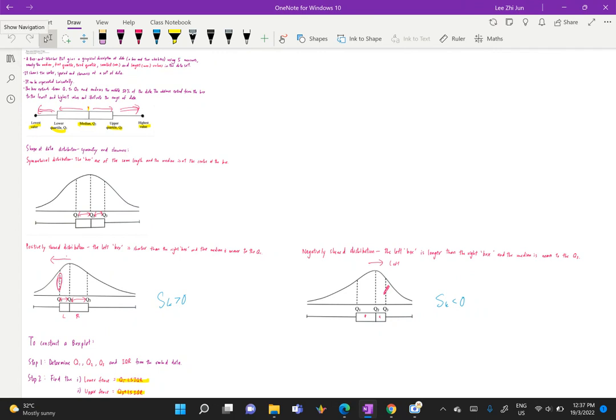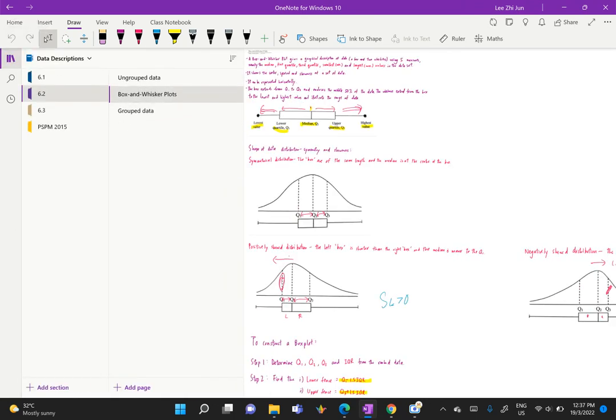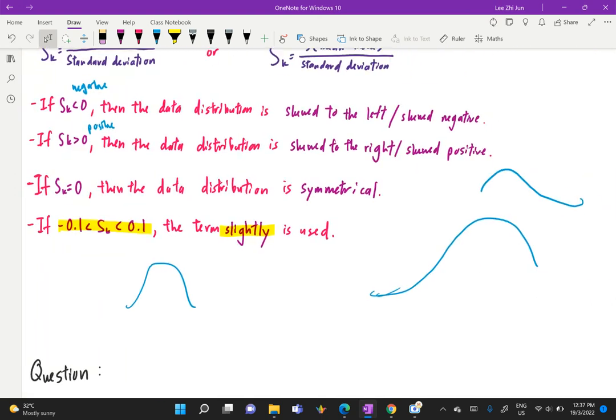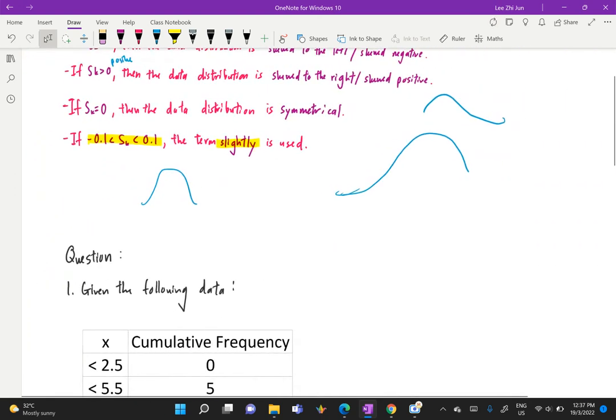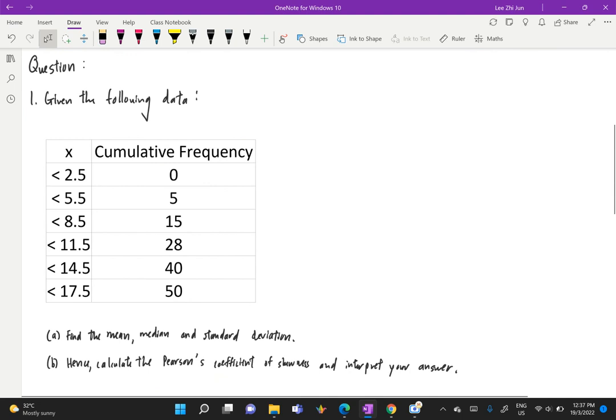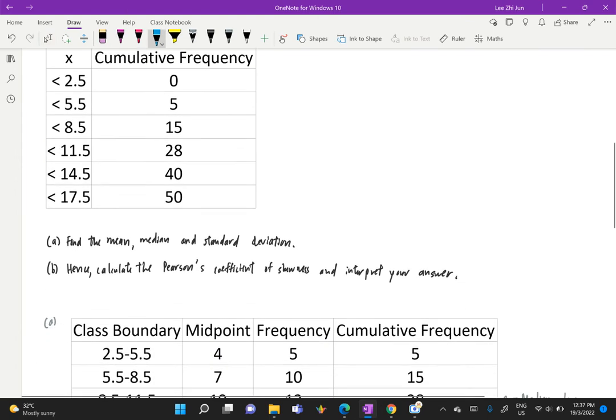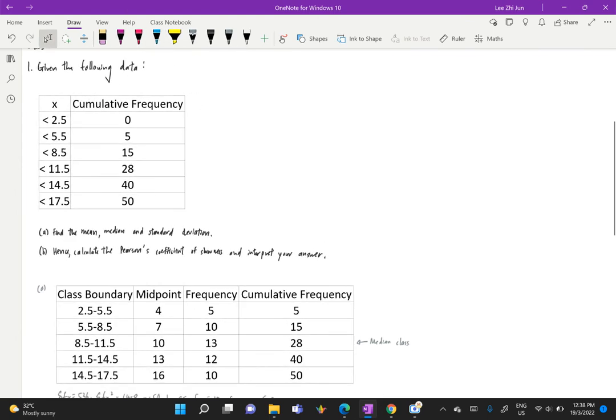Okay, let's go to a question. Given the following data, first you need to find the mean, median, and standard deviation, and calculate the Pearson's coefficient of skewness and interpret your answer. It's the same: I find the midpoint and the frequency comes out.